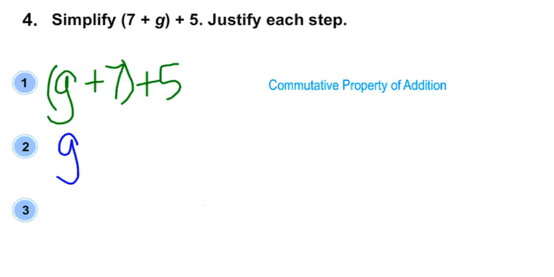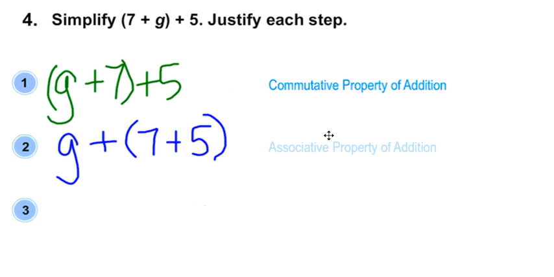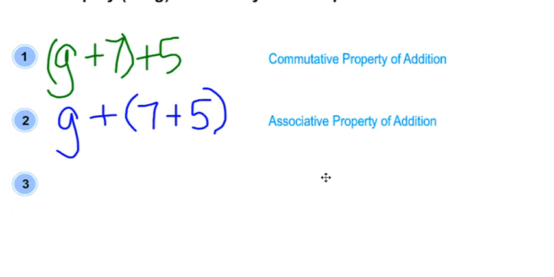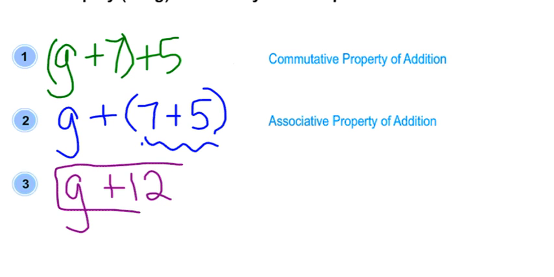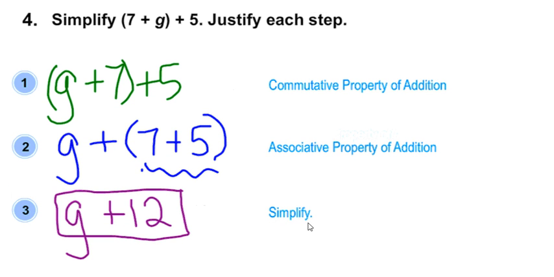So what I'm going to do is I'm going to actually change the grouping of these numbers so that I can easily add the numbers or things that are alike. So this is the associative property of addition. So now after I do this, I can do my 7 plus 5. So I get g plus 12. So this is simplified because you can't combine numbers and letters. Okay? So we just simplified this last one. All right. So what we did again, we changed the order. Then we grouped numbers that were alike, and then we just simplified.